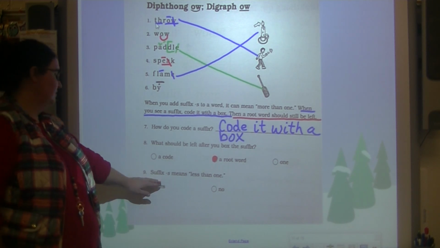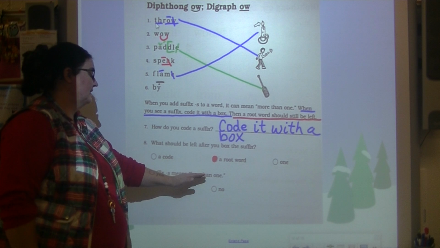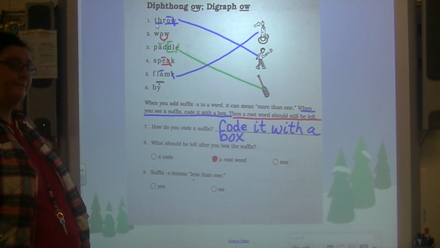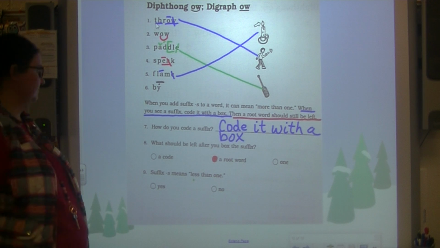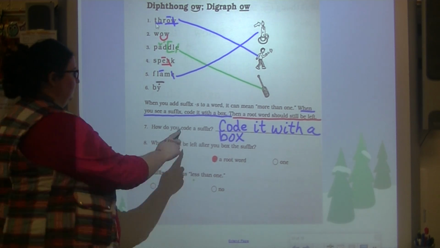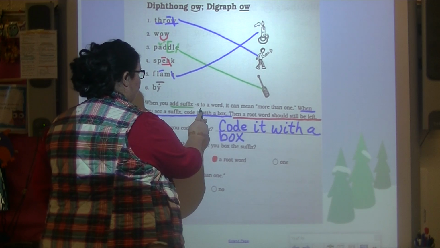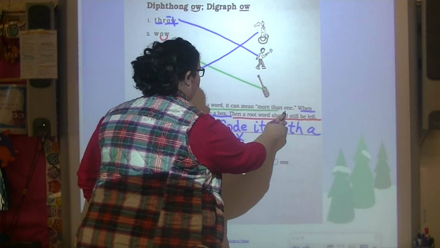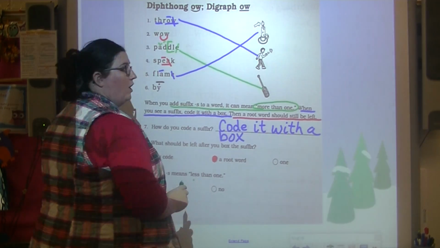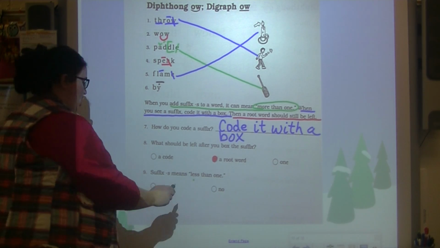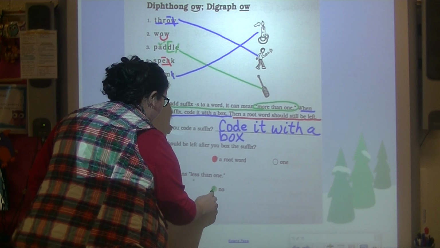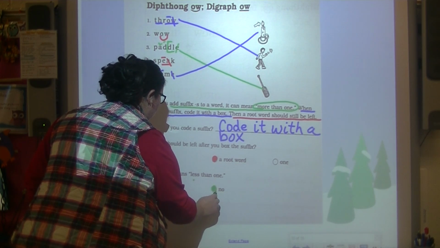Number 9, suffix S means less than 1. Add suffix S to a word to mean more than 1. So is that right? No, it's wrong. No or false. That's wrong.